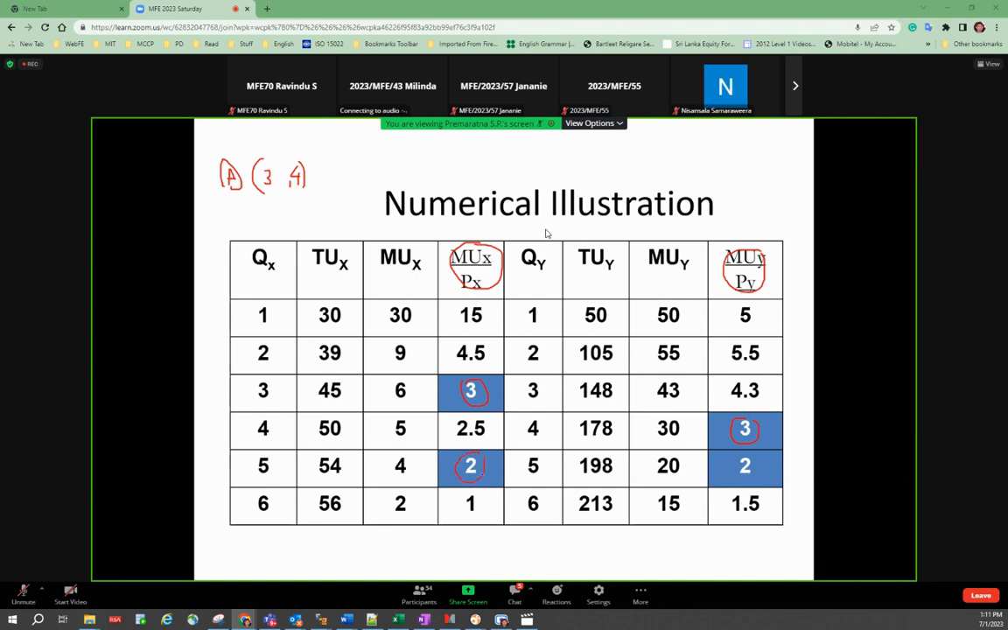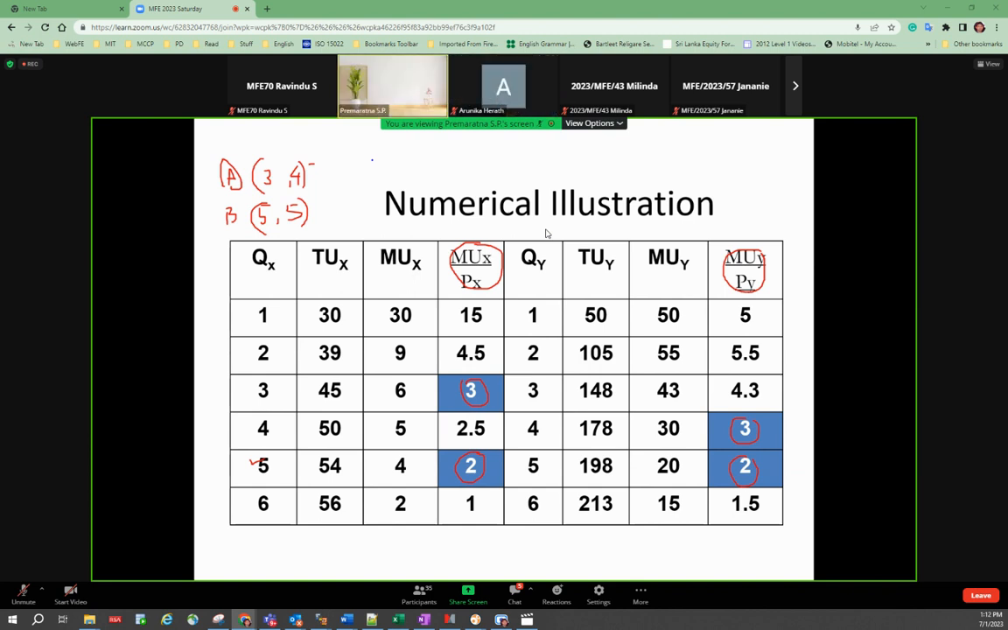But there is a problem here. You can see there is another basket which satisfies the same condition, where you buy 5 of X and 5 of Y. Now these two baskets satisfy this first order or necessary condition. To decide which basket you go for, it depends on your money income. Assuming you have, like I took last time, $50, then you can value the baskets and see which basket to go for.